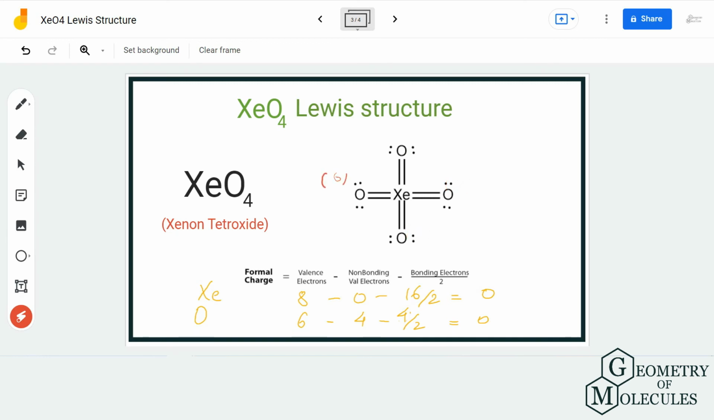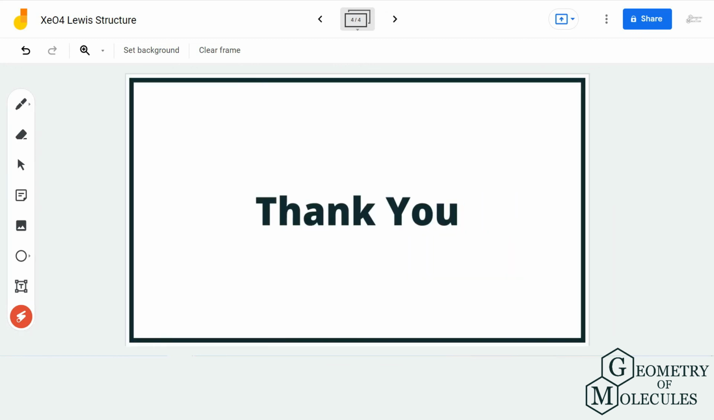And hence this is the accepted and the relevant Lewis structure for XeO4, because in a Lewis structure we normally try to achieve a structure in which we can have 0 formal charges. So this is the Lewis structure of XeO4, in which the central atom xenon forms double bonds with all 4 oxygen atoms.